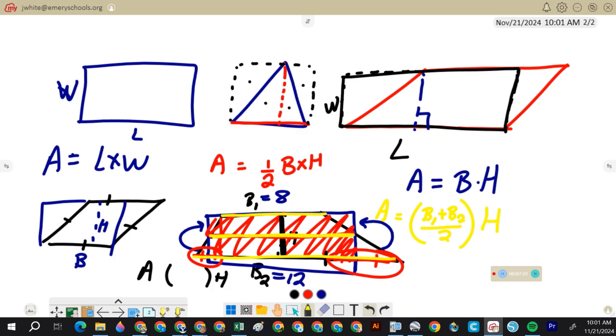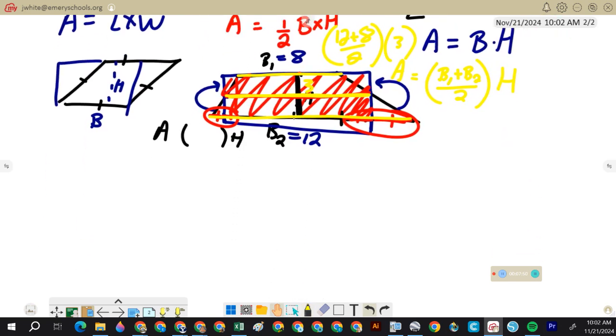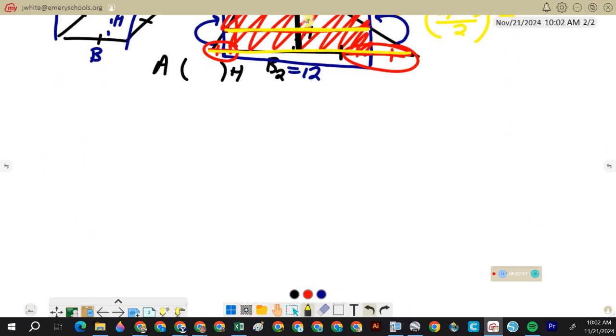So in this case, if the height was 3, we would do 12 plus 8 over 2 and times that by 3. 12 plus 8 is 20. 20 divided by 2 is 10. 10 times 3 would be 30. All right, last one. What about a kite?